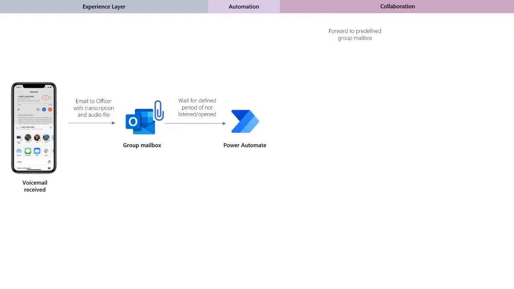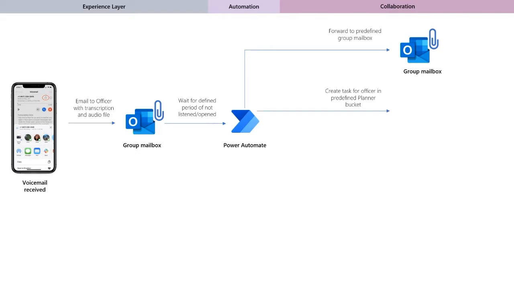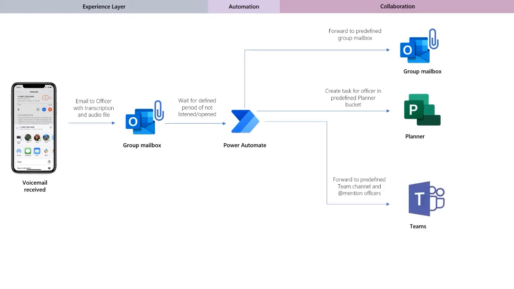If the email has not been opened for a certain period of time, we can forward it to a specific neighborhood group mailbox. In parallel, we can also create a specific task, using the out-of-the-box Planner connector to create a task and assign it to the right officer or user. And at the same time, we can also create a Teams notification for that same user, and also provide details. So in one quick low-code way, without actually writing any code, you can trigger an automation just like this. So let's take a look at how that was built.